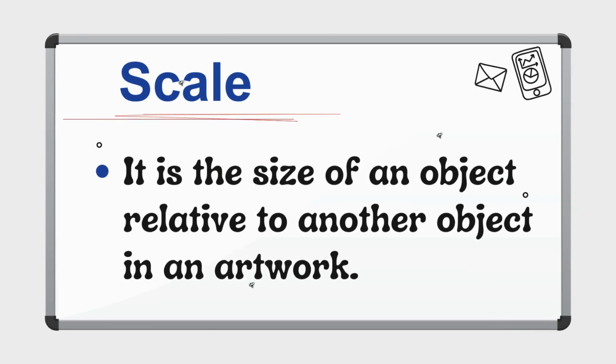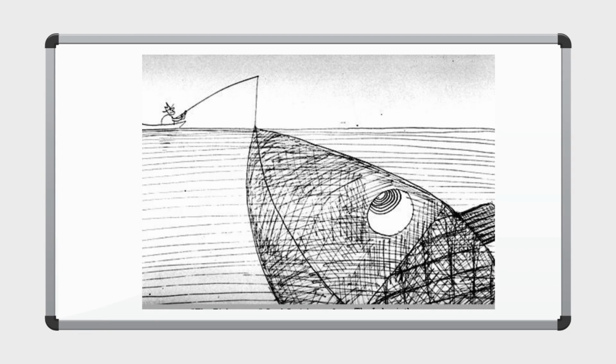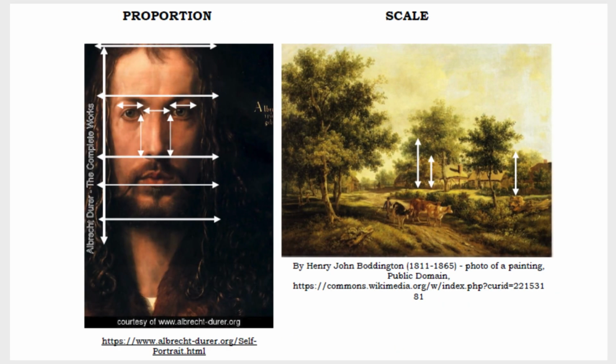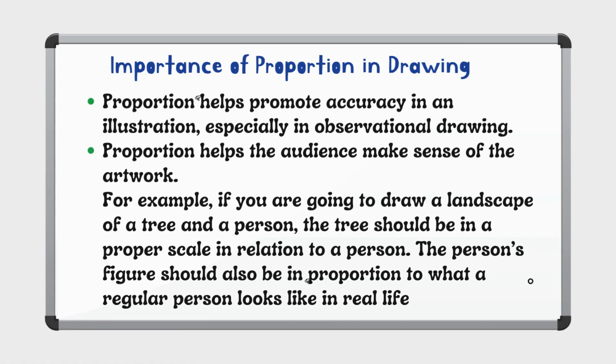Often proportion is mistaken for scaling because of their relative definition. The scale is the size of an object relative to another object in an artwork. The whole, as defined in proportion and scaling, can refer to a single object like a face or the entire artwork like a landscape.